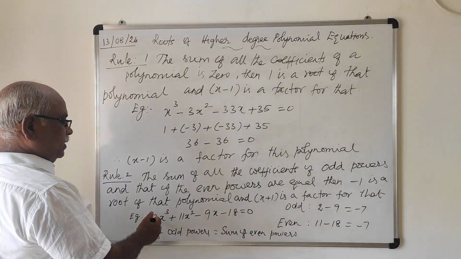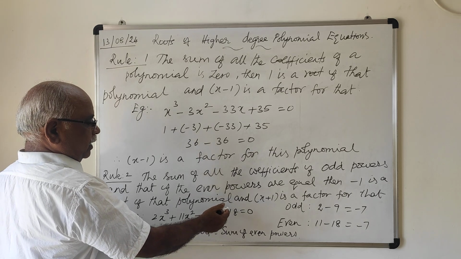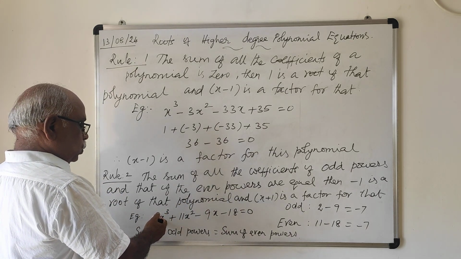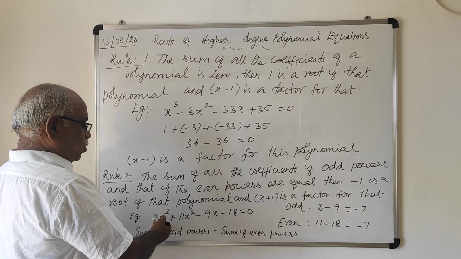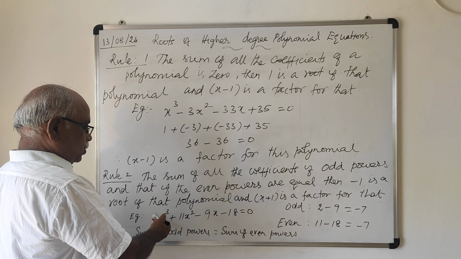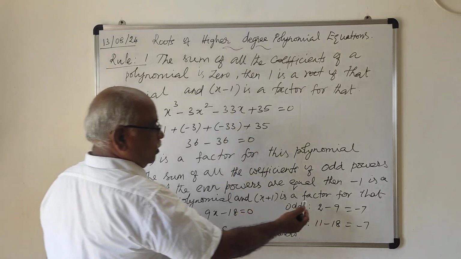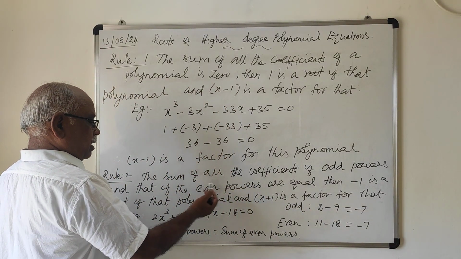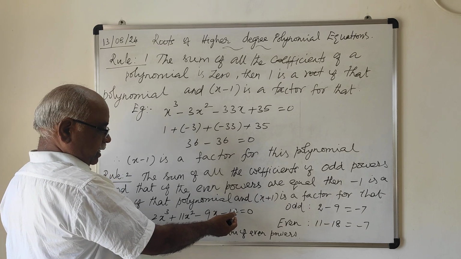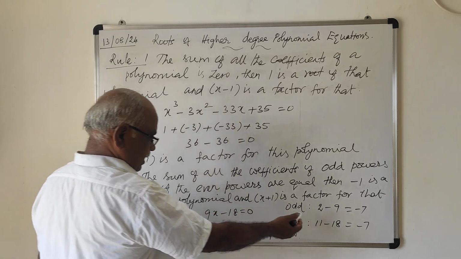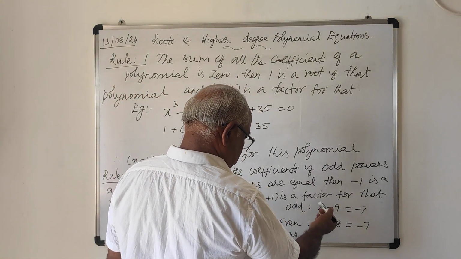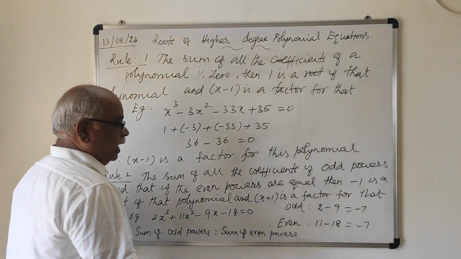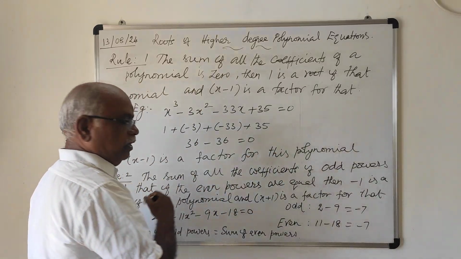Example, 2x cube plus 11x square minus 9x minus 18 equal to 0. The coefficients of odd powers are 2 and minus 9; adding, you get minus 7. The sum of even powers, 11 and minus 18, the constant term comes under even power, summation is minus 7. Therefore, the sum of the coefficients of odd powers is equal to the sum of the coefficients of even powers. Therefore, minus 1 is a root, and x plus 1 is a factor for this polynomial.